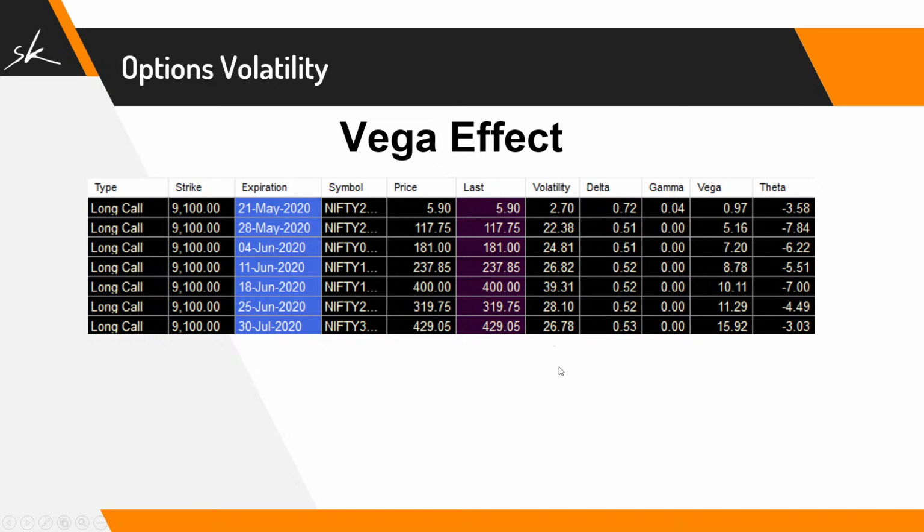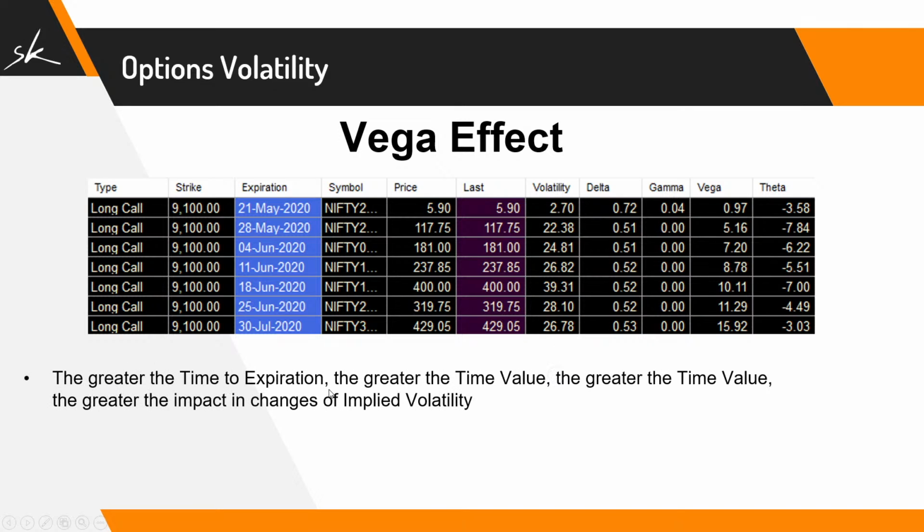All right, so now let's understand the effect of Vega. So the greater the time to expiry. Now here you can see the strike price is exactly the same for all of these. Let me change the color first. If you look at the strike price, can you see the strike price is 9100, but we have different expiries, right? You can see this is May, 21st of May, 28th of May, 4th of June, 11th of June, 18th of June, 25th of June, and then 30th of July. So what is happening is strike is same, but now we have more time to expiry. So the greater the time to expiry, so this is why I have taken examples where the time to expiry is getting bigger and bigger and bigger.